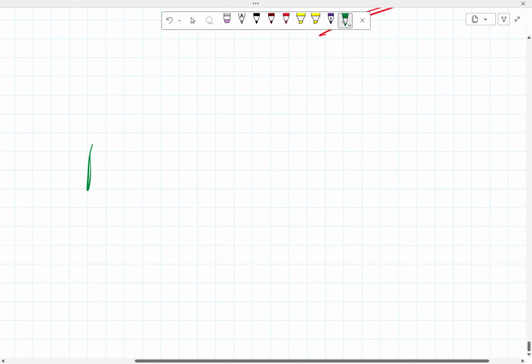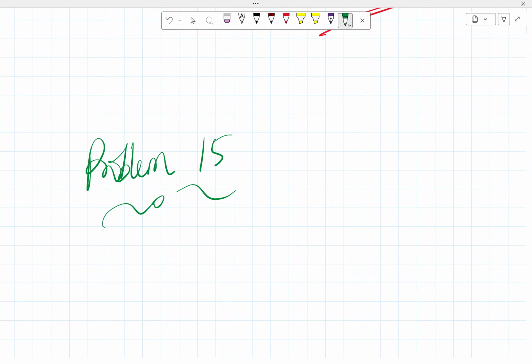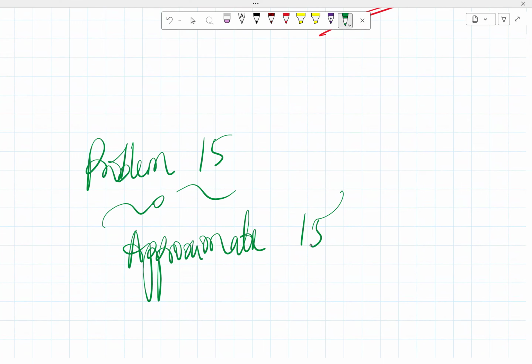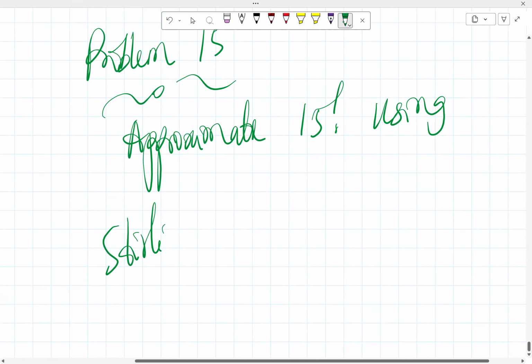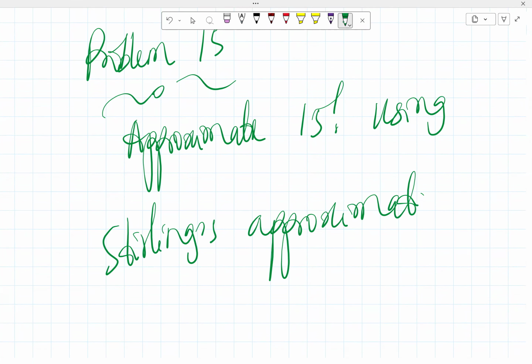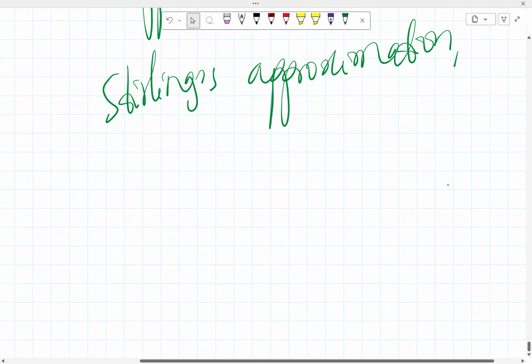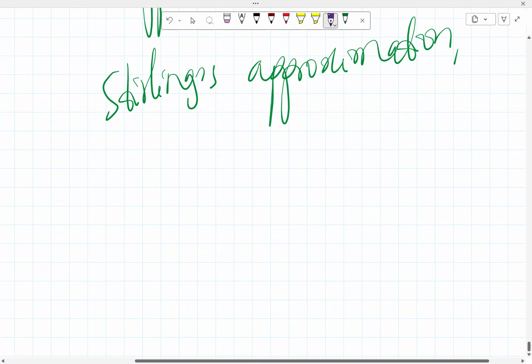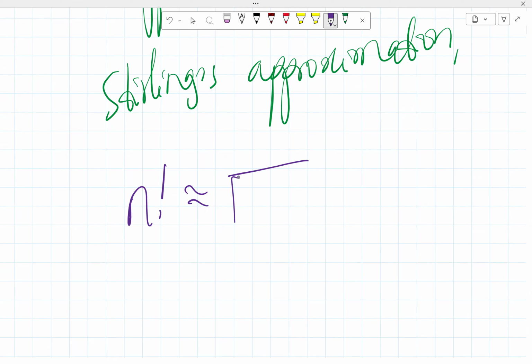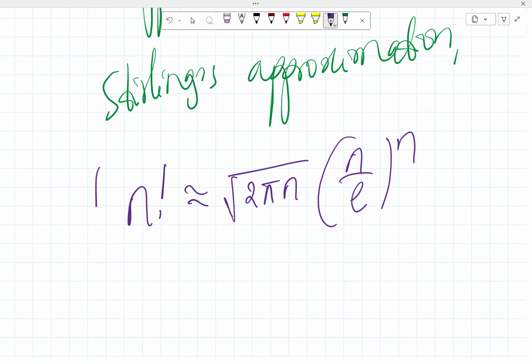So let's go for problem 15. That's the one with Stirling's number. Problem 15 says to approximate 15 factorial using Stirling's approximation. Stirling's approximation is this: n factorial is approximately square root of 2 pi n, then n over e raised to power n. So that's what we need here.